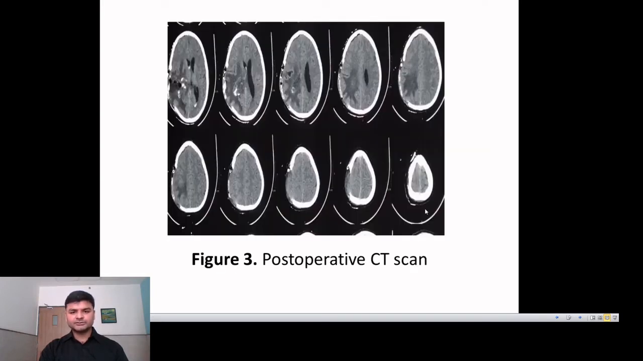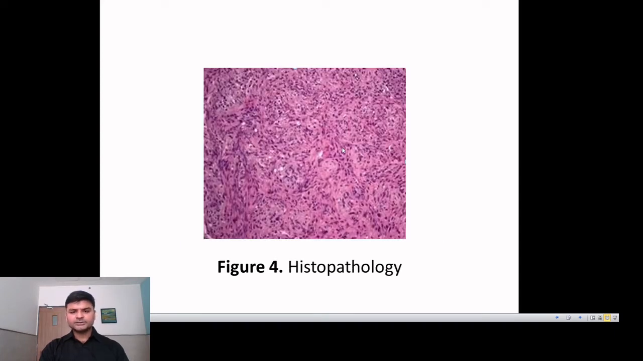This is the post-operative CT scan of the patient. You can see the right temporoparietal bone defect with perioperative changes in the right temporal region. This is the histopathological slide that we were discussing a short while ago.